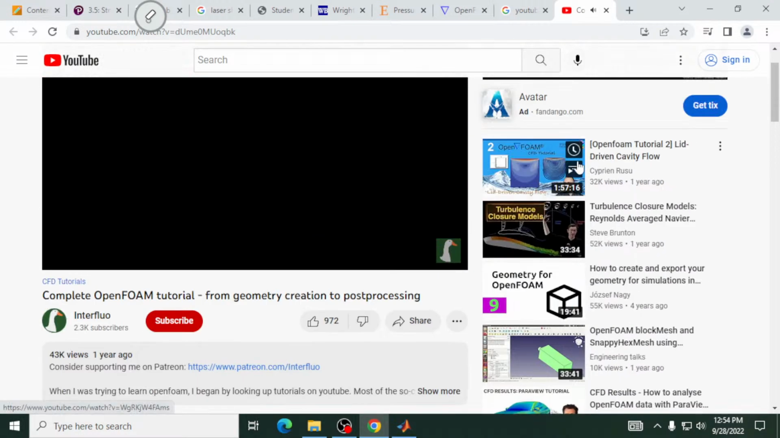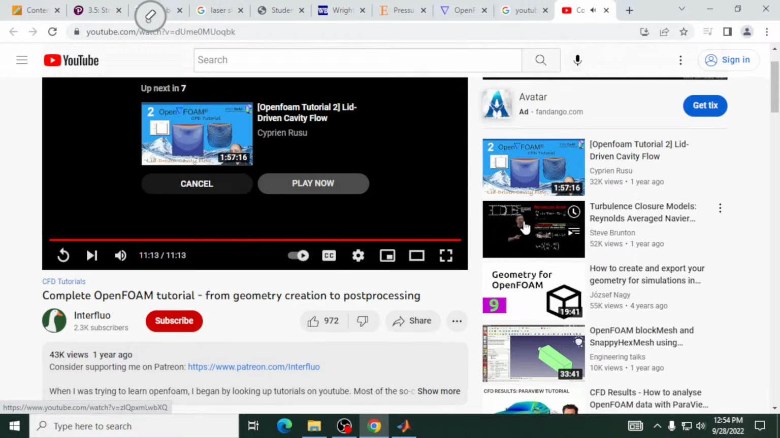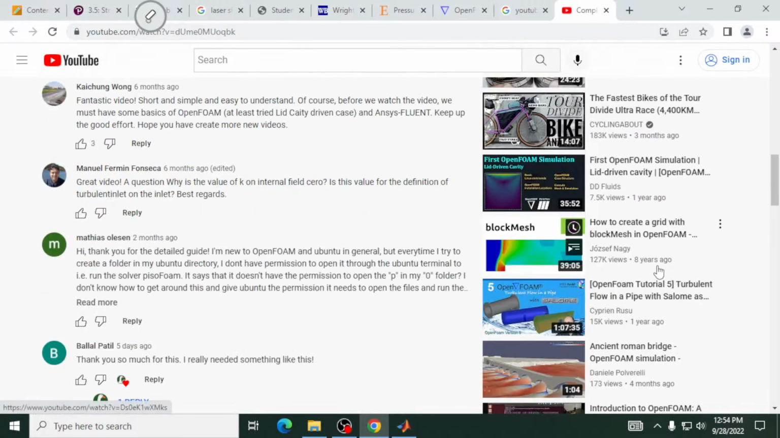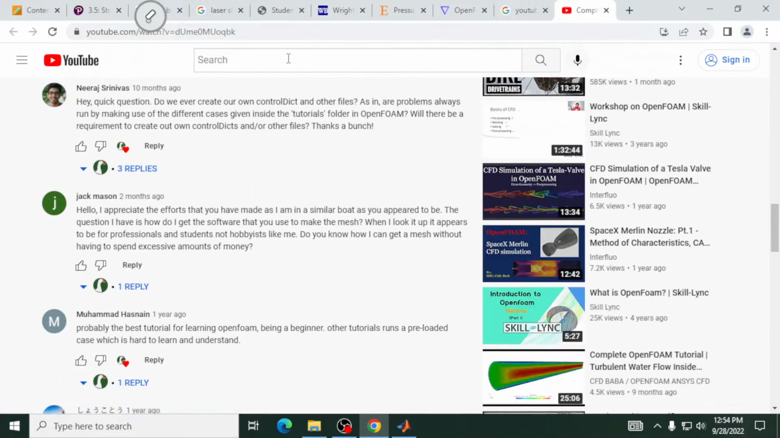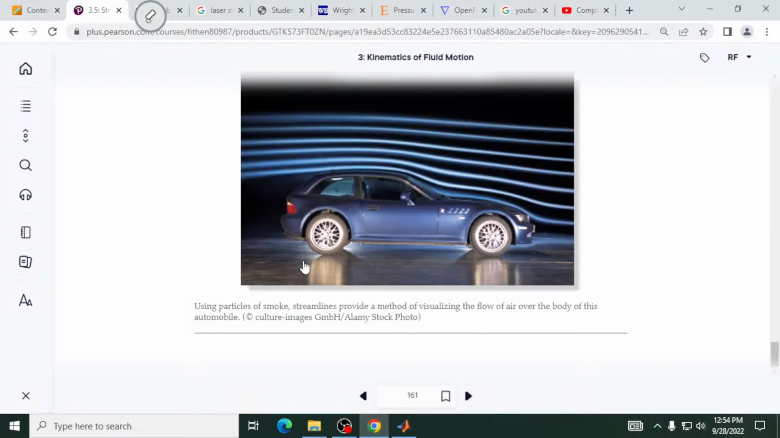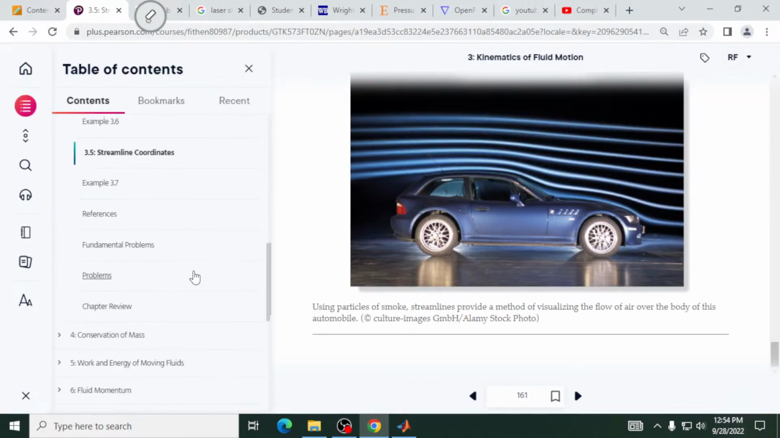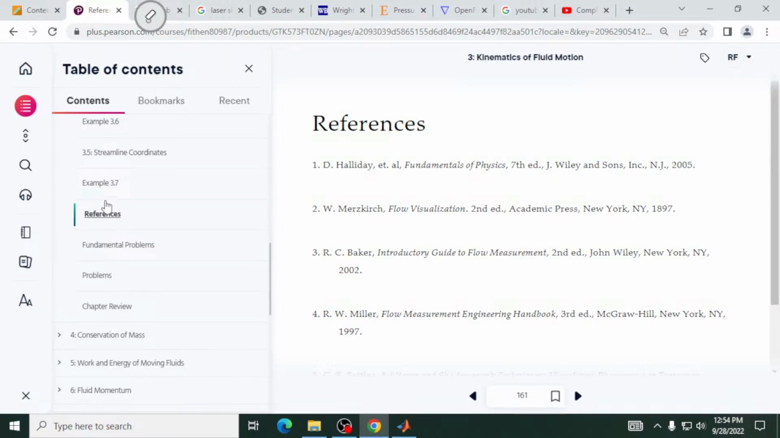I have no idea what else. Okay, OpenFOAM. Okay. There's a lot of stuff out there on this. So let me hit this thing and see where I'm at in here. Okay, so then I think that's pretty much it. Then we were down into references. And so that's essentially all that is.